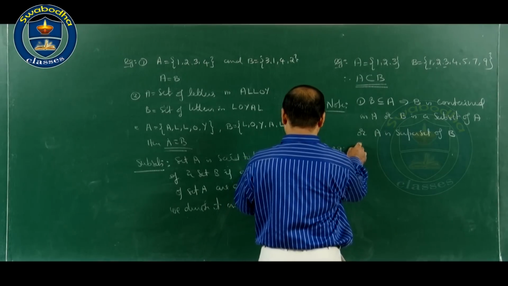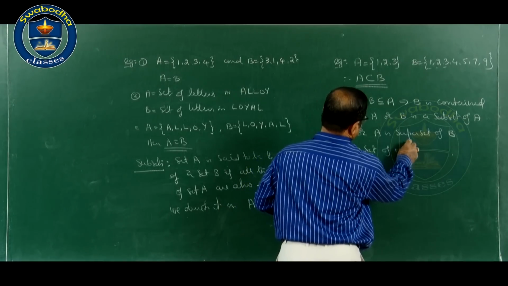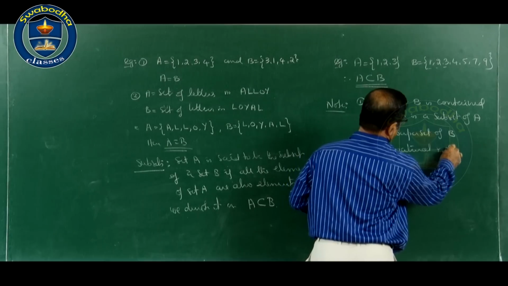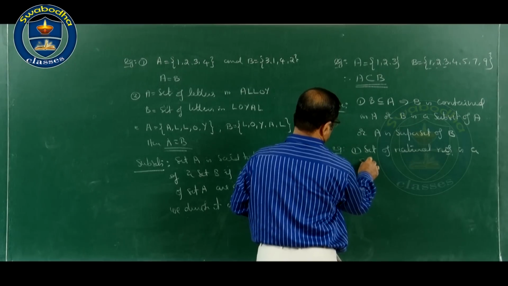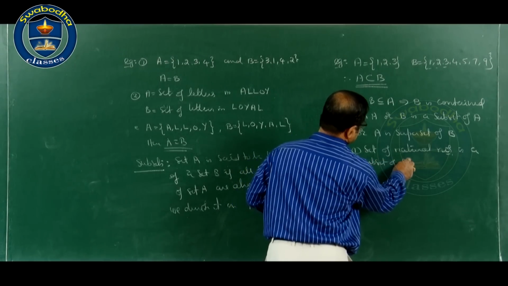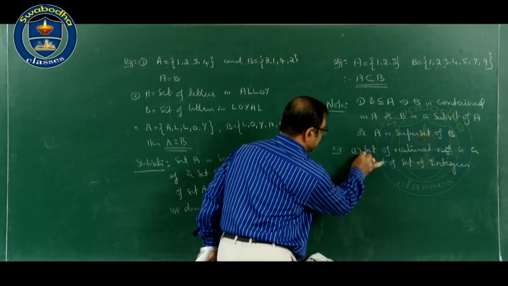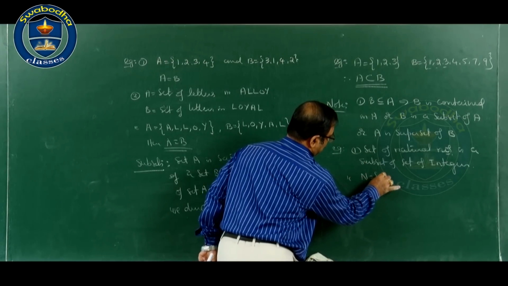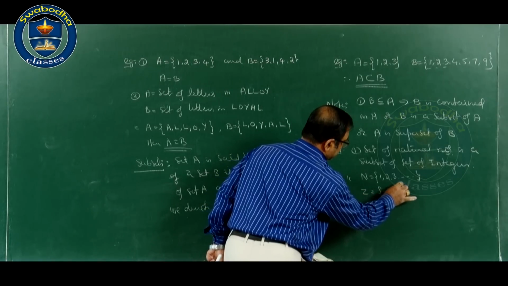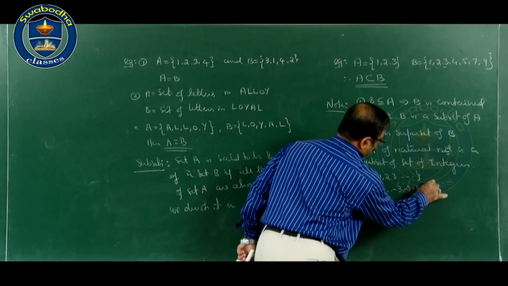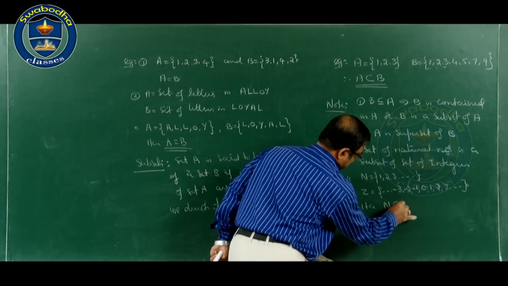See, for example, let us write the set of natural numbers. The set of natural numbers is a subset of the set of integers. N is the set of natural numbers 1, 2, 3, etc. Z is the set of integers, ..., -3, -2, -1, 0, 1, 2, 3, etc. So here N is a subset of Z.